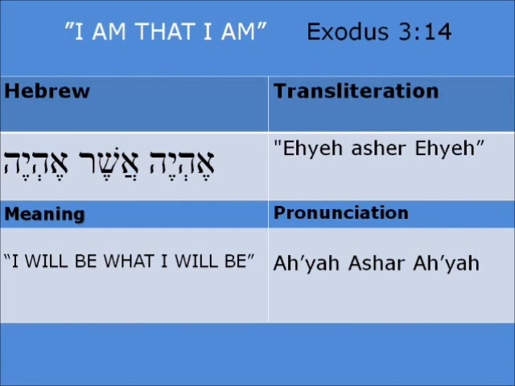And Moses said unto God, Behold, when I come unto the children of Israel and say unto them, The God of your fathers hath sent me unto you, and they shall say to me, What is his name? What shall I say unto them? And God said unto Moses, I am that I am. And he said, Thus shalt thou say unto the children of Israel, I am hath sent me unto you. And God said moreover unto Moses, Thus shalt thou say unto the children of Israel, The Lord God of your fathers, the God of Abraham, the God of Isaac, and the God of Jacob, has sent me unto you. This is my name forever, and this is my memorial unto all generations.